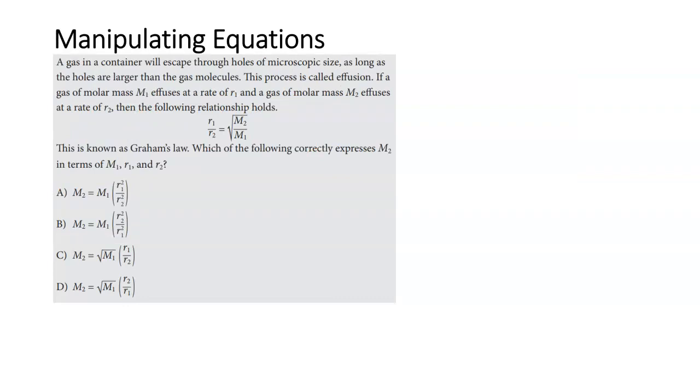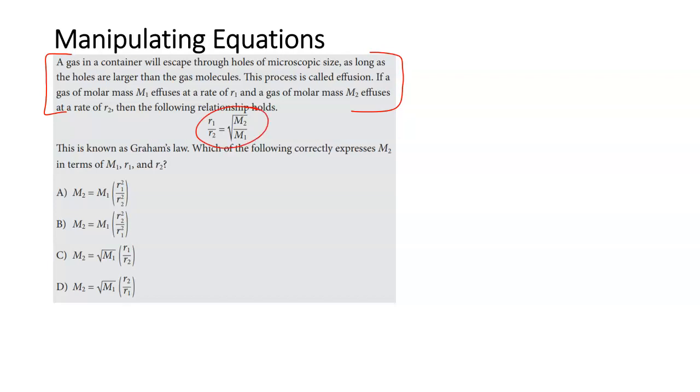A gas in a container will escape through holes of microscopic size as long as the holes are larger than the gas molecules. This process is called effusion. If a gas of molar mass M sub 1 effuses at a rate of r sub 1 and a gas of molar mass M sub 2 effuses at a rate of r sub 2, then the following relationship holds. This is known as Graham's law. Which of the following correctly expresses M sub 2 in terms of M sub 1, r sub 1, and r sub 2? Now, all of this is just a setup explaining what this equation does.